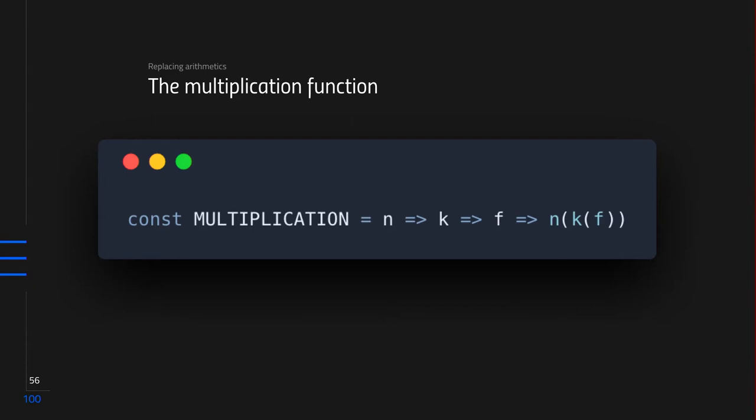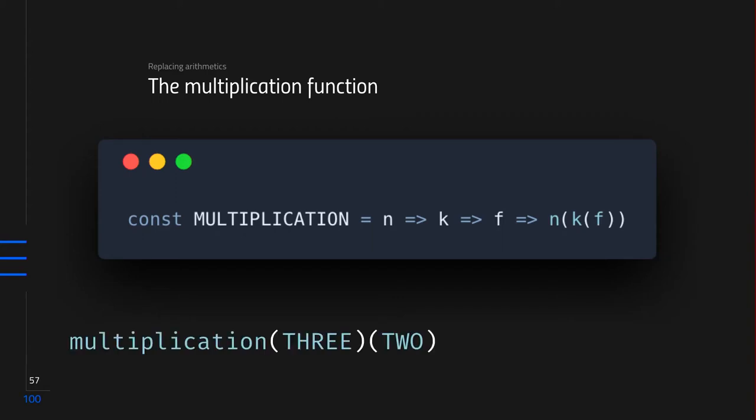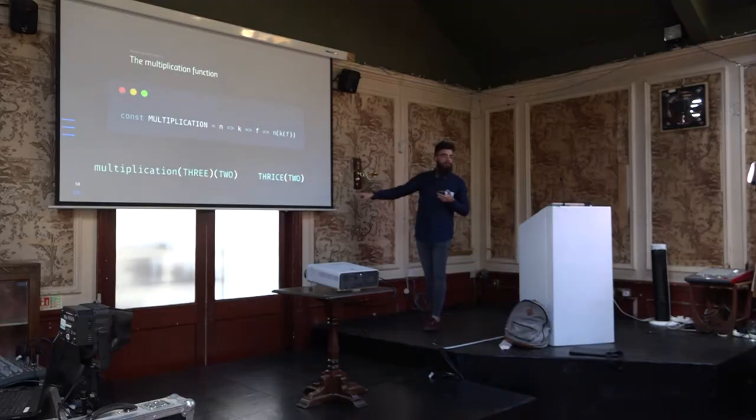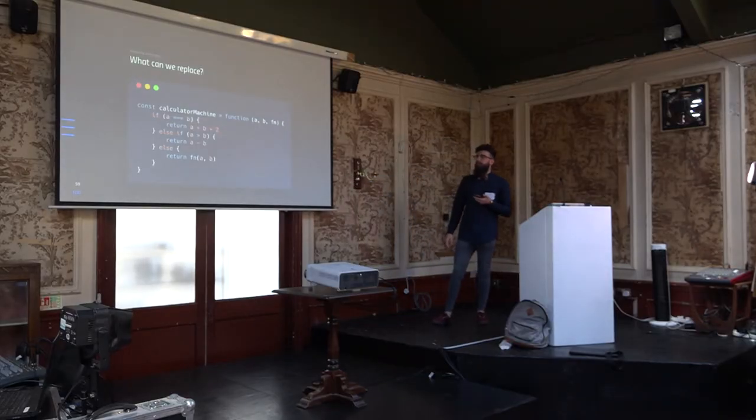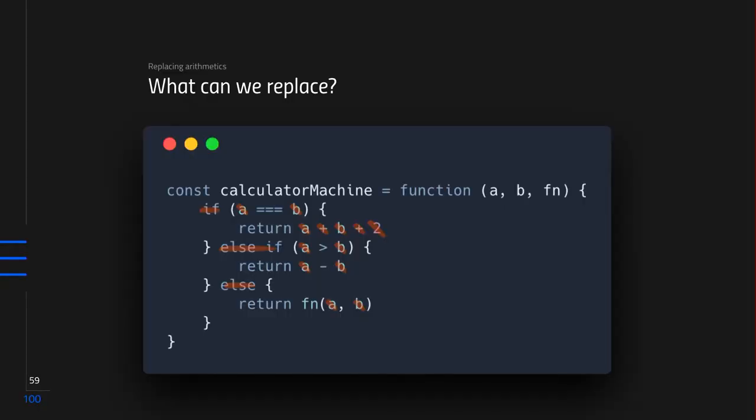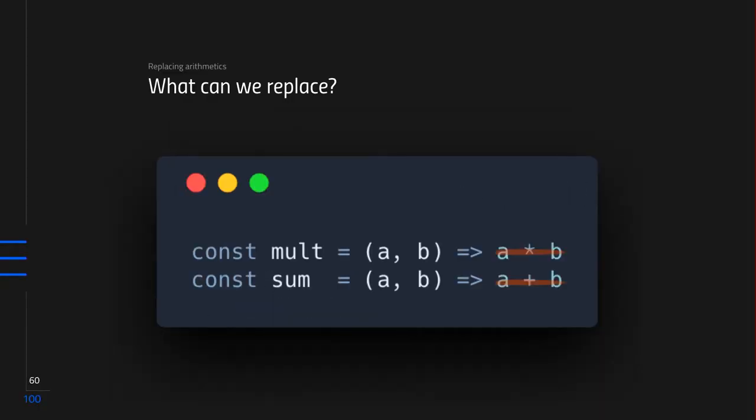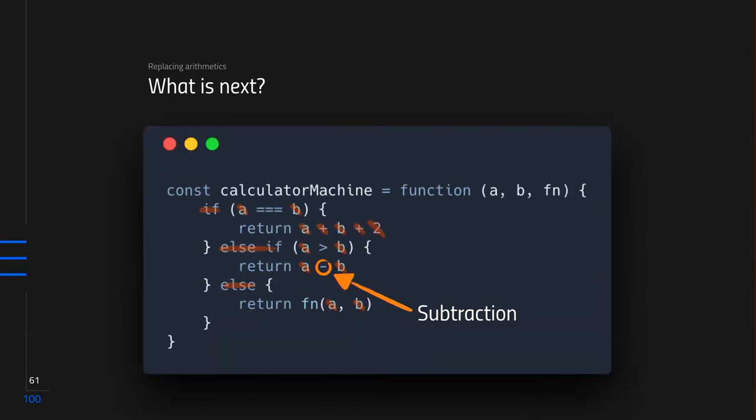Multiplication. Well, if numbers are actually just repetitions, for us to multiply one number by the other, we can just repeat the number, right? So we can apply one number to the other. This is what the multiplication function does. So when you do the multiplication of 3 and 2, actually you're doing twice 2. So there you go. Now we have multiplication. So this fn here, we can replace it if it's like a plus, if it's multiplication, or whatever, right?